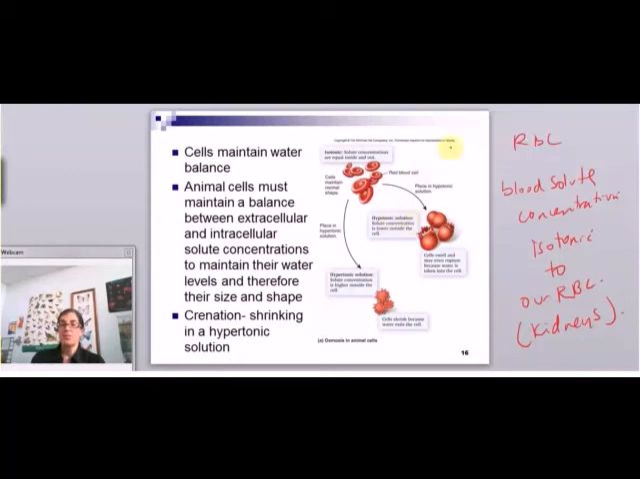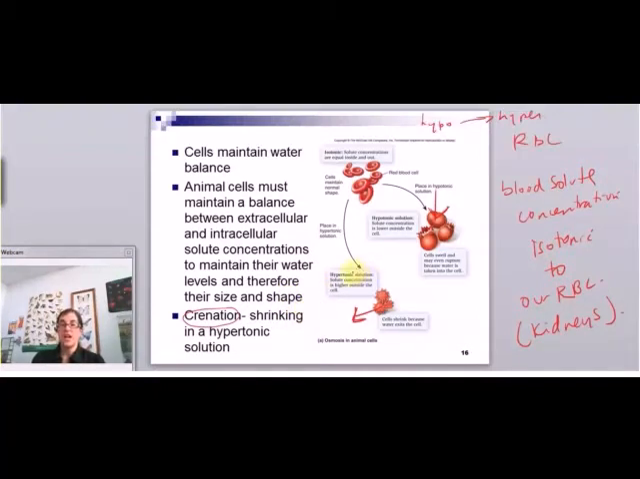If the cell is in hypotonic conditions, remember, water will move from hypo to hypertonic conditions, then water will flow into the cells, and that will overblow the cells and they can actually explode. If, on the other hand, they're in a hypertonic condition, then water will flow out of them, and that will cause the cells to shrink and shrivel, and that's called crenation.